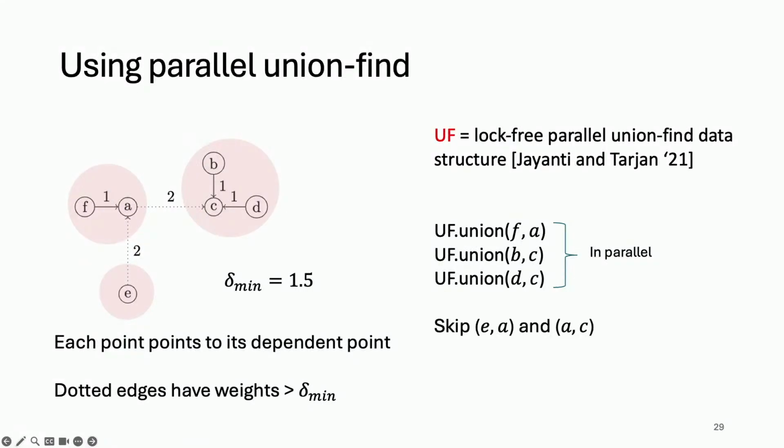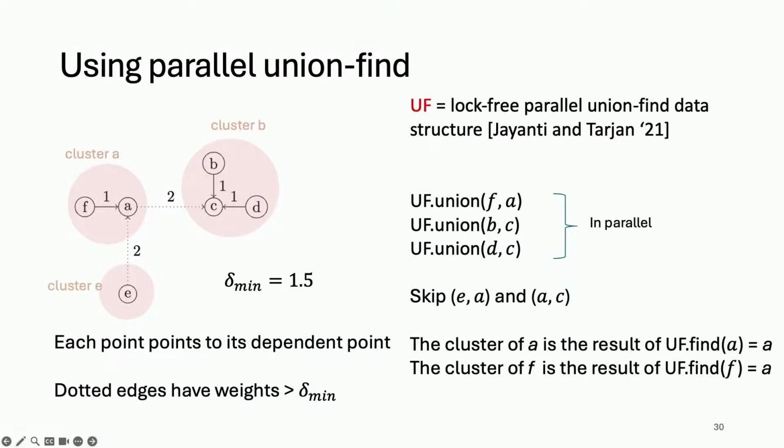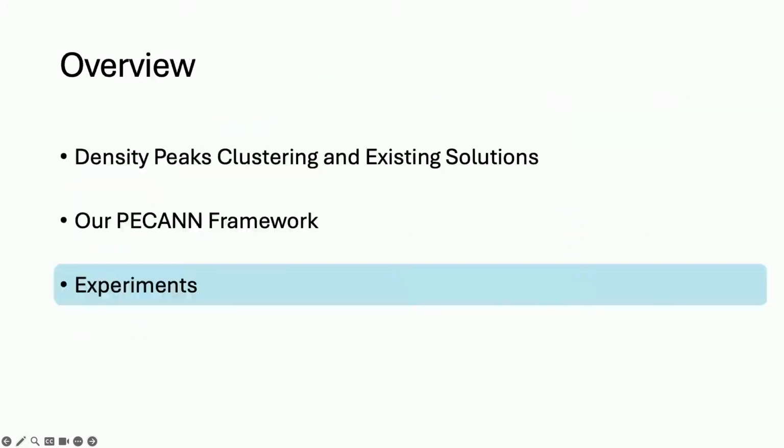Then we're going to skip the edge from E to A and the edge from A to C, because those are too heavy. After we're done with that, everybody is going to call a find in the union-find data structure, and the result of the find is going to be the cluster ID. As an example, the find of A and the find of F give you the ID A, so they belong to cluster A. Okay, so that's a pretty simple application of union-find.